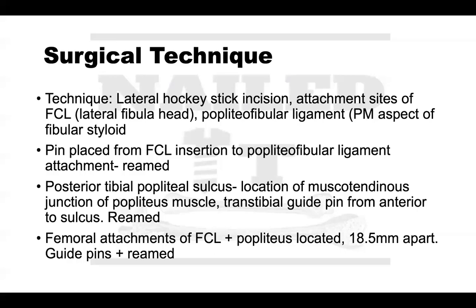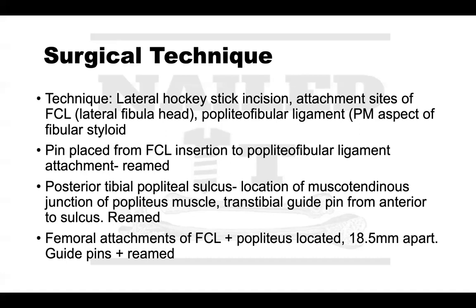On the tibial side, the posterior tibial popliteal sulcus, that's kind of where the location of the musculotendinous junction of the popliteus muscle is. They use this transtibial guide to drill a hole from anterior to posterior in the sulcus, and then reamed to about 7 millimeters. That's what the tunnel diameters are. On the femoral side, for the attachment of the LCL and the popliteus, it's measured at 18.5 millimeters apart.